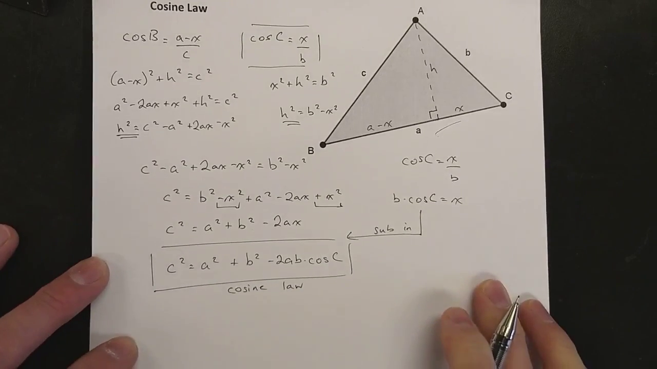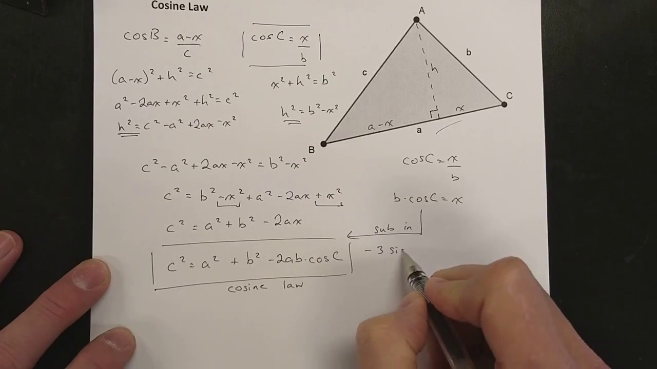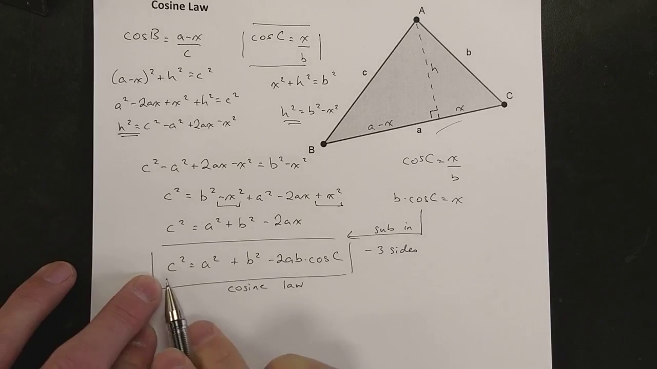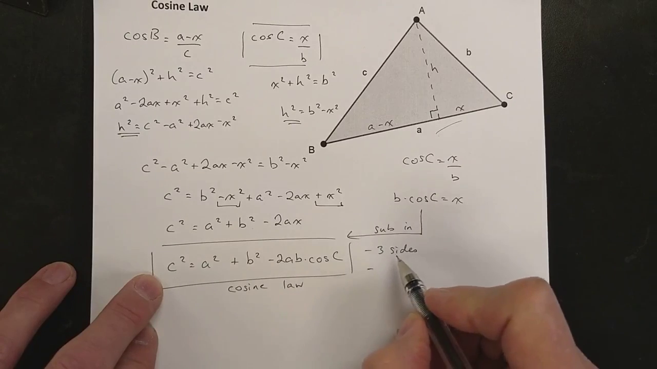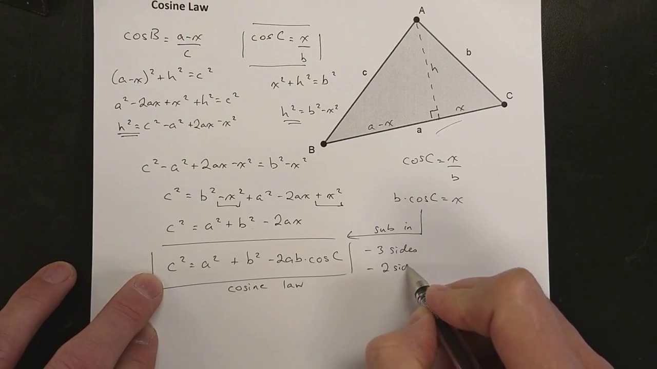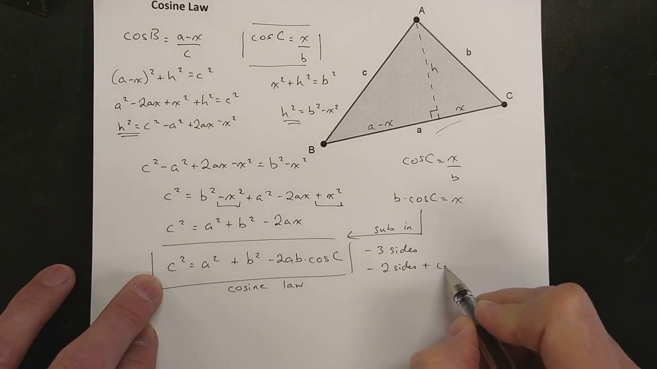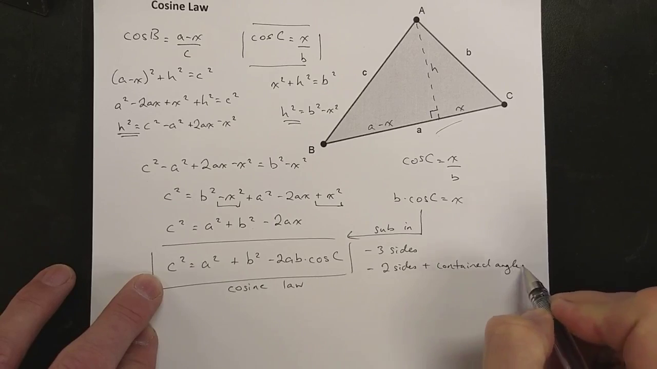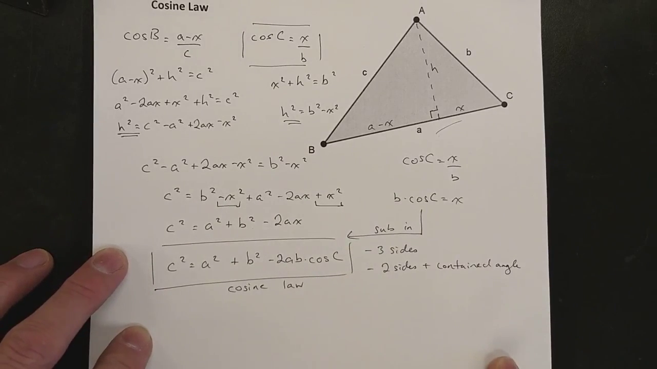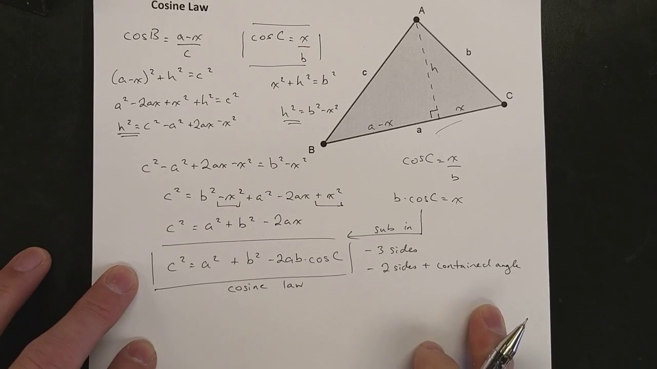Now, cosine law can be used in a lot of different places. It's used when you know three sides of a triangle. So if I knew C, A, and B, then I could solve for this angle C. Also, if I knew two sides and the angle in between the two, and so we call that a contained angle, then I could solve for the third side. So it's useful in the couple places where sine law isn't useful.